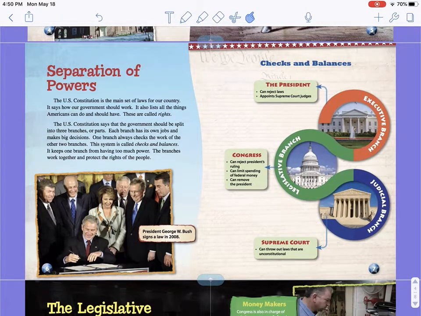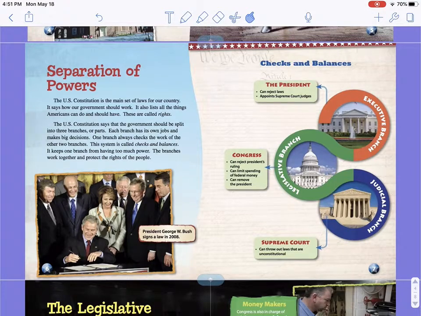Separation of powers. The U.S. Constitution is the main set of laws for our country. It says how our government should work. It also lists all the things Americans can do and should have. These are called rights. And we learned about how women were able to gain these rights in our history. The U.S. Constitution says that the government should be split into three branches or parts.